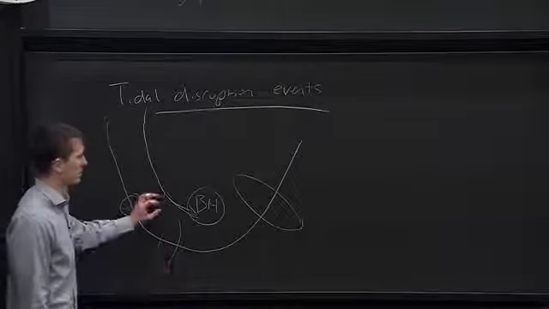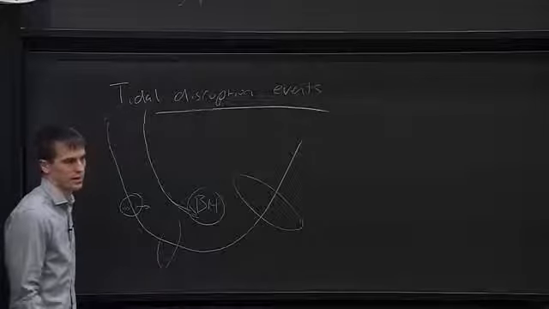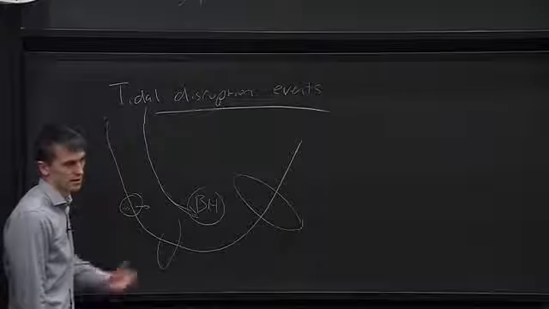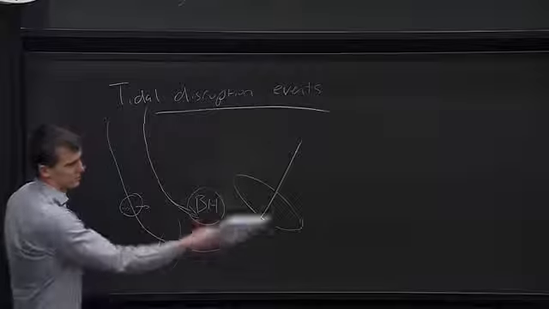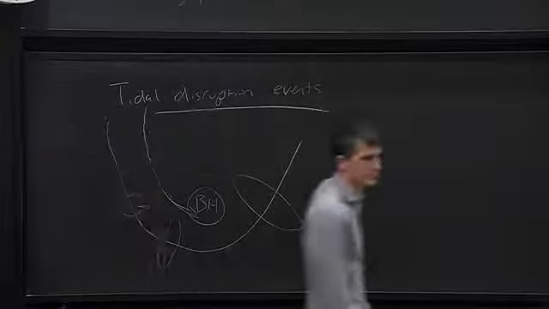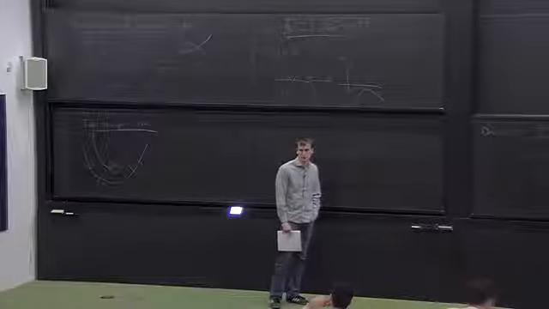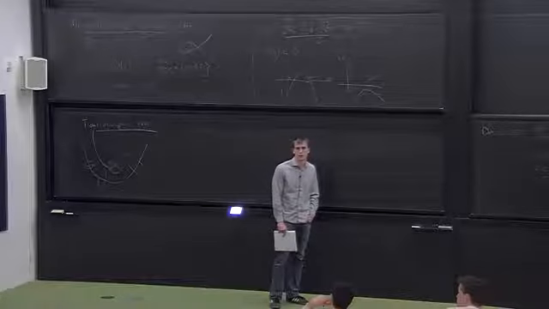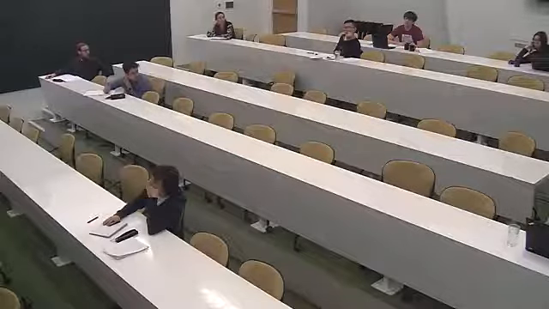But if we treat the black hole as spinning versus non-spinning, how would that enhance or change the size of stars that you could tidally disrupt, based on what we just talked about here? Anybody? I think if the star's spinning really fast, then on average it's not going to get affected much by the tidal force.